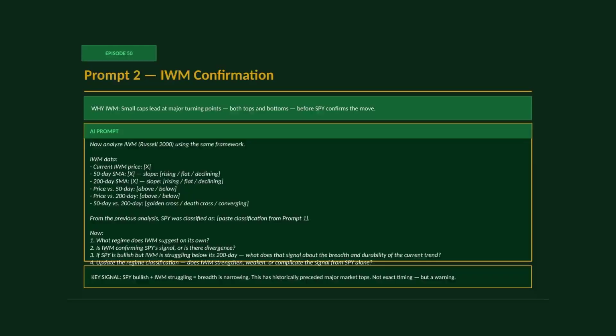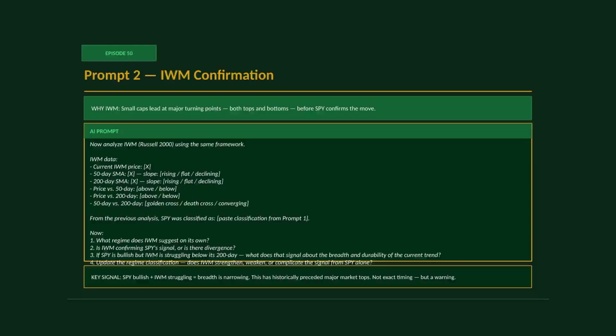Gather the same 5 inputs for IWM, then run this prompt. Now analyze IWM using the same framework. Current IWM price, your number here. 50-day SMA, your number, slope: rising, flat, or declining. 200-day SMA, your number, slope: rising, flat, or declining. Price versus 50-day, above or below. Price versus 200-day, above or below. 50-day versus 200-day: golden cross, death cross, or converging.